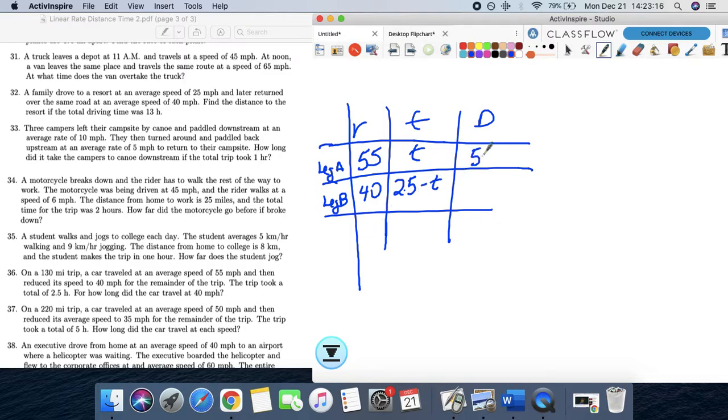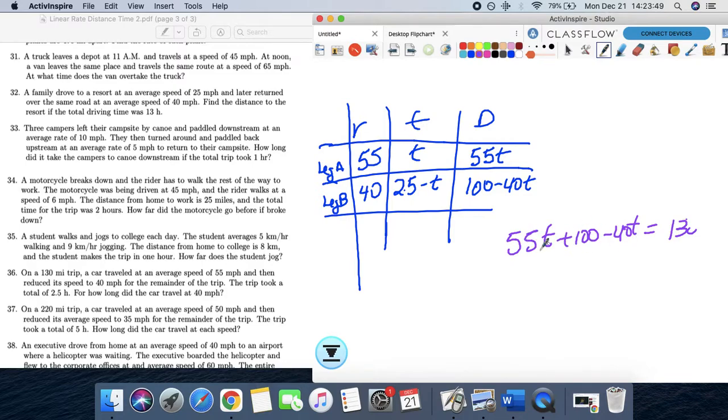Okay, so that's all the information I have. 55t. 40 times 2.5 is 100. And we get 100 minus 40t. So what do we know about the distance? The leg A plus leg B equals 130 miles. Okay, so 55t plus 100 minus 40t equals 130 miles, because that's the total trip.